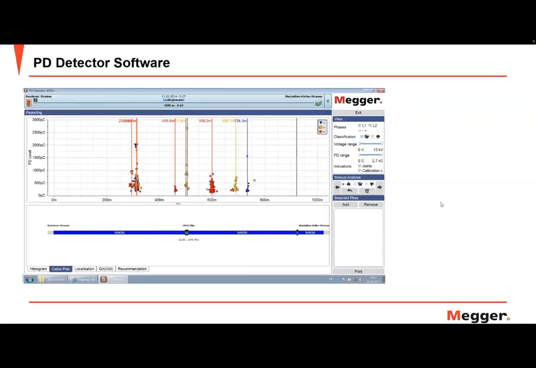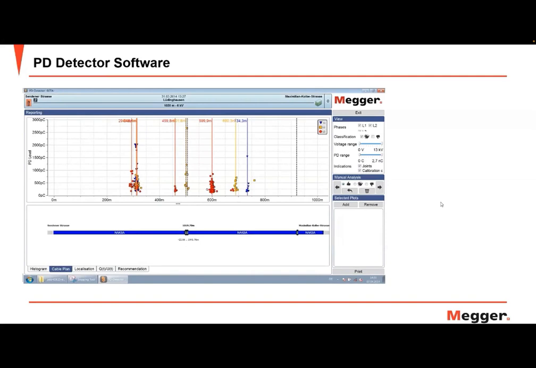We also have another example here where we have several different sources of partial discharge. So we can see partial discharge at the splice in the middle, indicated by phase 2. But if we look to the right and left, we see some other mid-span PD activity.